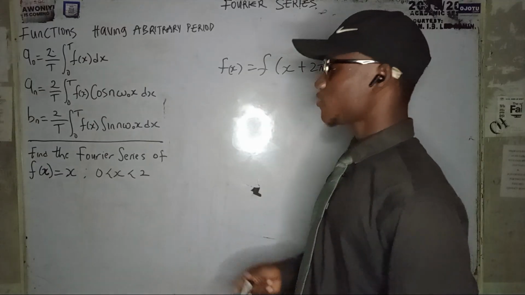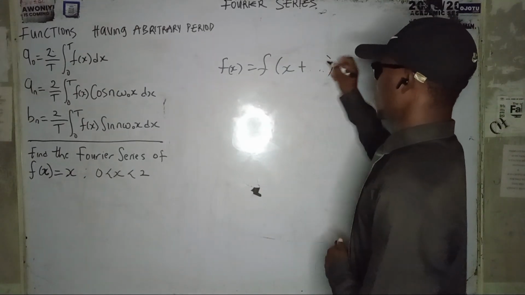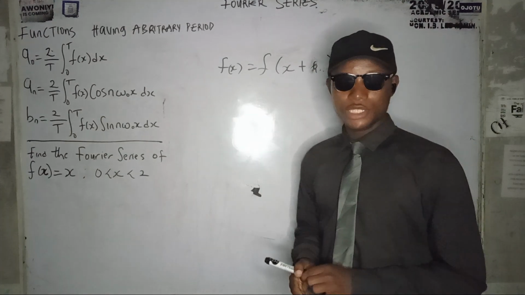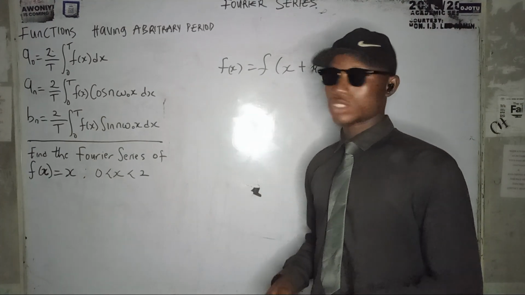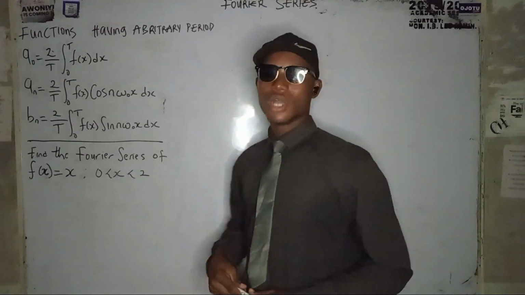So now we are going to have an arbitrary period. Just say f of x equals f of x plus something like 4 or maybe even 6, just an arbitrary period, not something that has to do with pi. So this is how we deal with functions that have an arbitrary period.